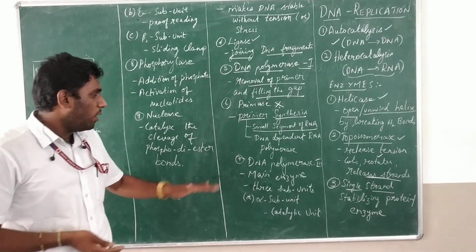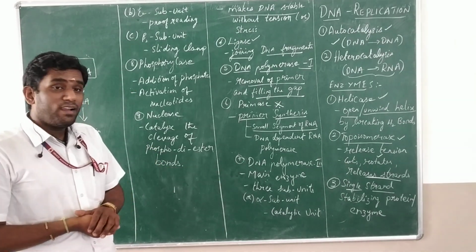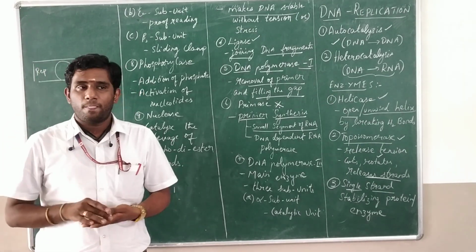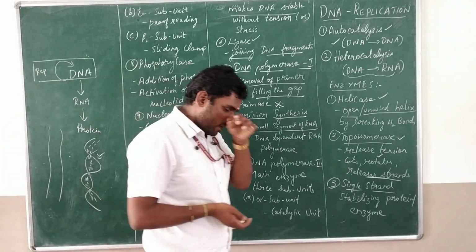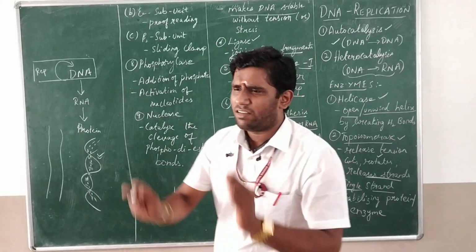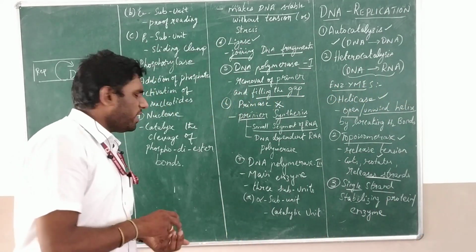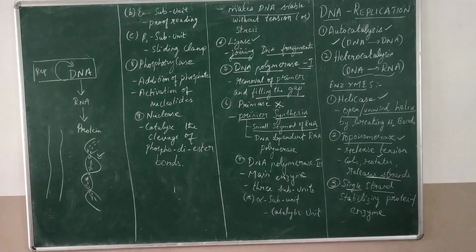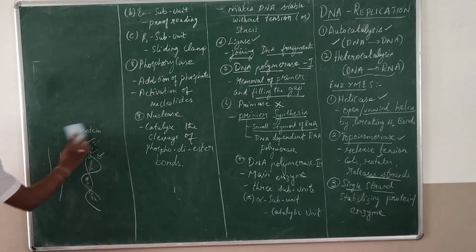Very good, children. Now this next one is DNA polymerase 3. Now this DNA polymerase 3 is the main enzyme which actually participates directly in the process of replication. It will participate directly. How it is going to participate? I'll tell you.